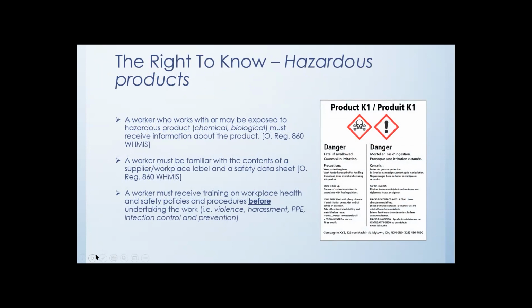A worker must also be familiar with the contents of a supplier or workplace label and the contents of a safety data sheet. Additionally, a worker must receive training on workplace health and safety policies and procedures before undertaking the work. This includes policies and procedures around violence, harassment, personal protective equipment, and infection control and prevention of biological hazards.